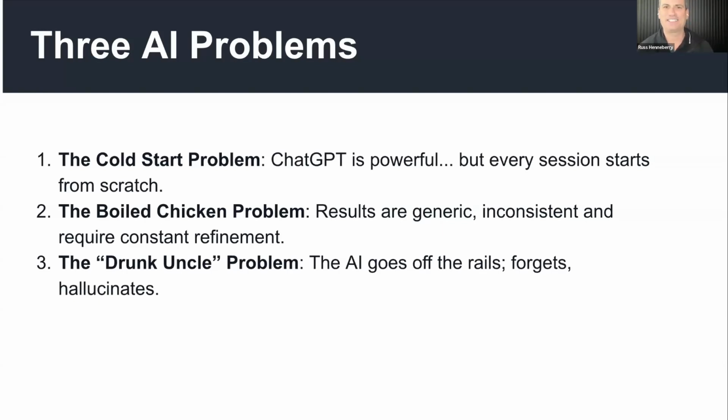The last problem, I kind of just added this one, but it's there. And I was like, oh, that's there. What should we call it? I started calling it the drunk uncle problem, which is that the thing goes off the rails. It forgets things, it hallucinates, it just makes stuff up and sort of acts like your drunk uncle at Thanksgiving dinner or something like that, right? And all three of these problems, the solution around them is the same. The solution around all of the problems that AI has are the same.